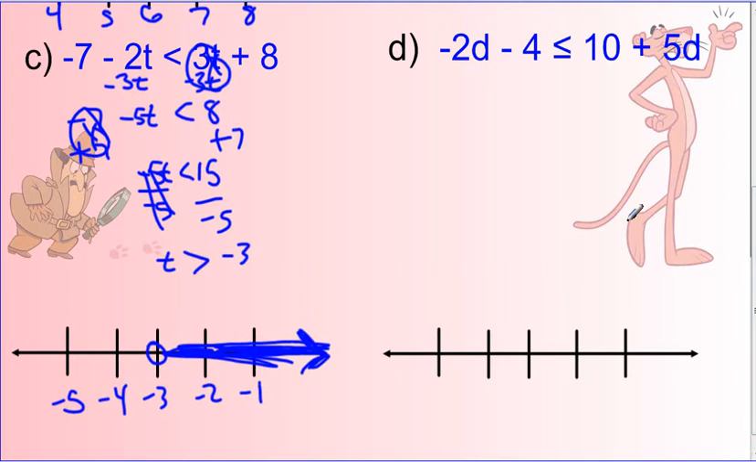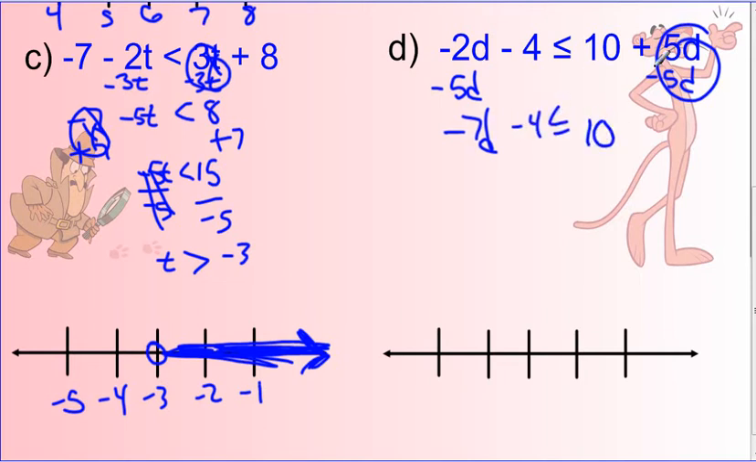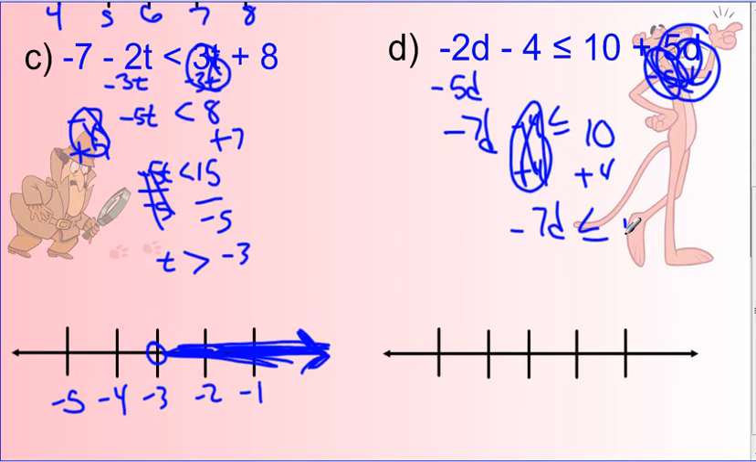Letter D. Get rid of this 5d, so minus 5d, cancel, minus 5d. Gives you a negative 7d. Minus 4 is greater than or equal to 10, and that stuff's all gone. Okay? Get rid of the add and subtract, so we're going to add 4 to both sides. These cancel. We get negative 7d is less than or equal to 14.